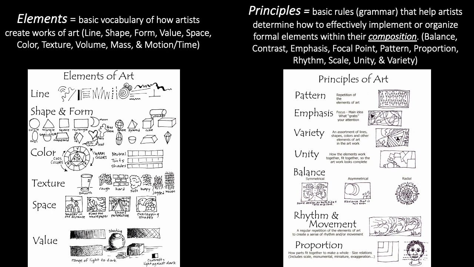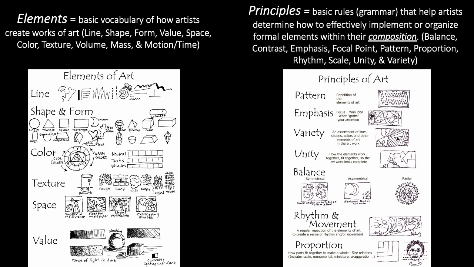Now, the principles are the basic rules. These are sort of similar to grammatical rules, and they help artists to determine how to effectively implement or organize the formal elements within their composition or the artwork as a whole. So the principles include balance, contrast, emphasis, focal point, pattern, proportion, rhythm, scale, unity, and variety. So the principles are the rules that explain how an artist combines or organizes the elements or the vocabulary.